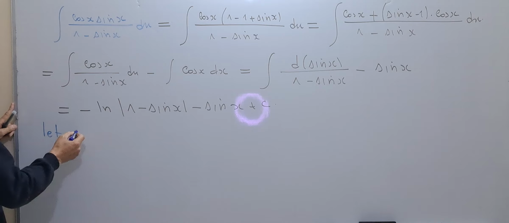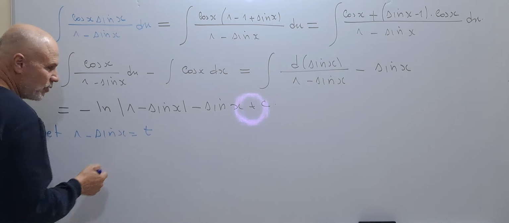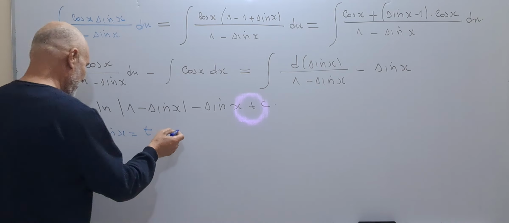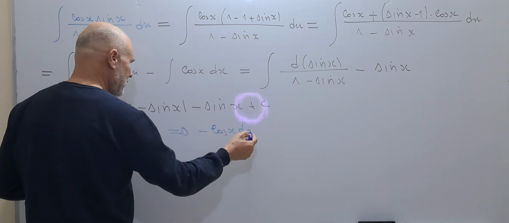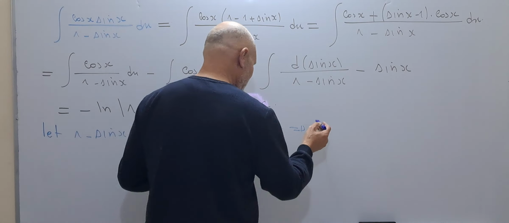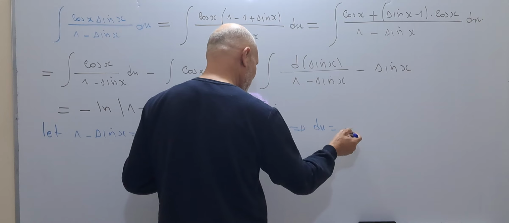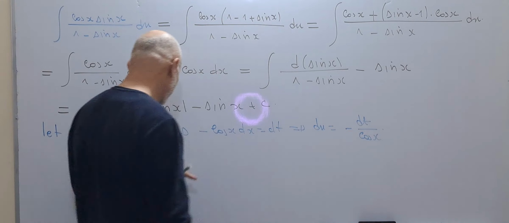Let 1 minus sine x be equal to a new variable t. This implies that minus cosine x dx is equal to dt, which implies that dx is equal to minus dt over cosine x.